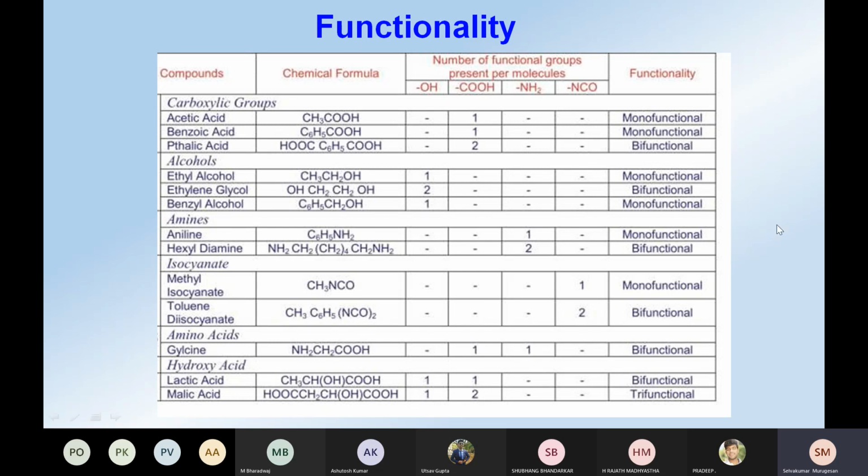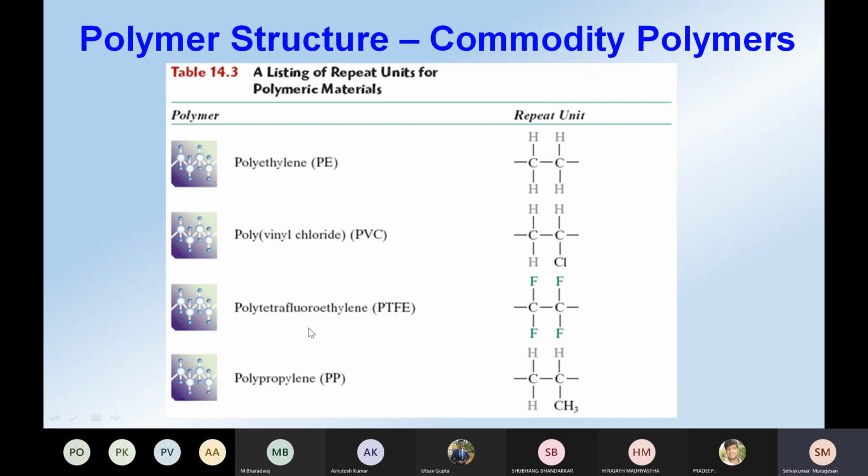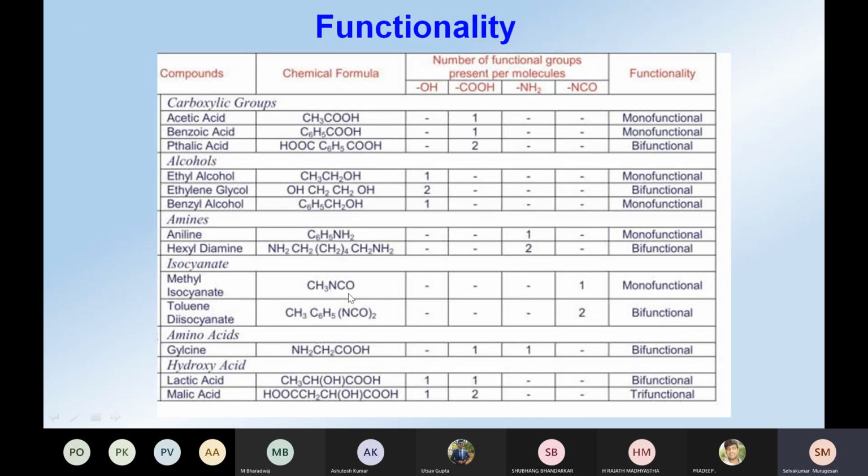Okay. So this is very simple. If you have one functionality, it is considered monofunctional, and if you have two functional groups, one on each side, then you consider it a bifunctional polymer. Likewise, we have different functional groups, isocyanate as well as amine, etc.